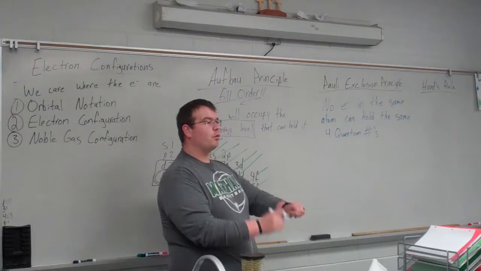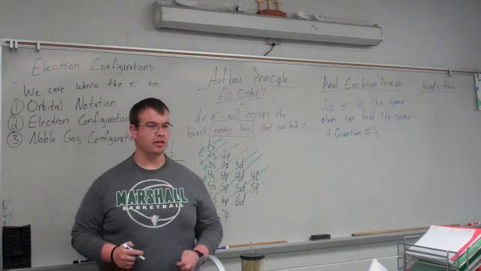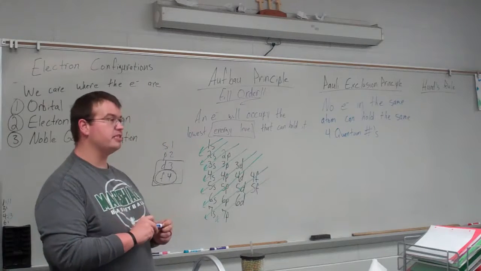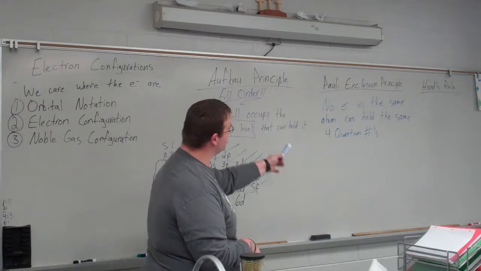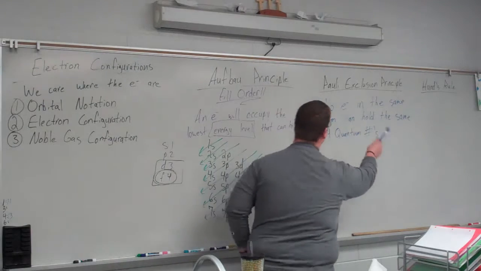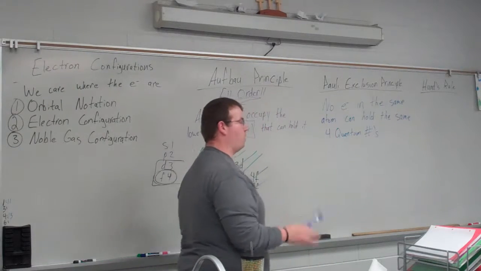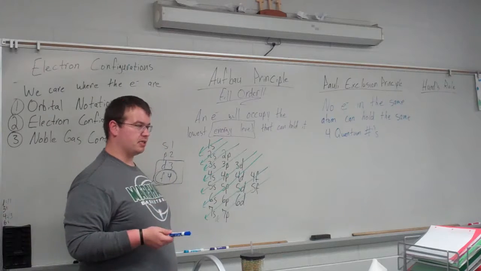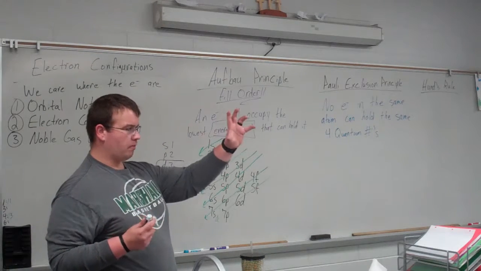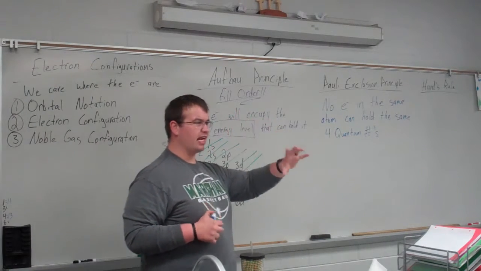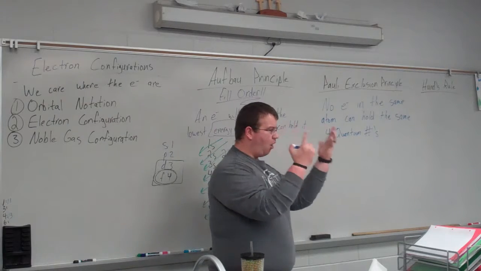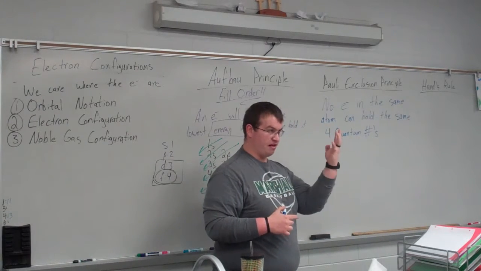You do not know the 4 quantum numbers yet. You will learn them at a later time. The important thing is to know the Pauli exclusion principle states no electron in the same atom can hold the same 4 quantum numbers. It's not possible. If I take an atom of carbon, it has 6 electrons. All 6 electrons will have 4 different quantum numbers.